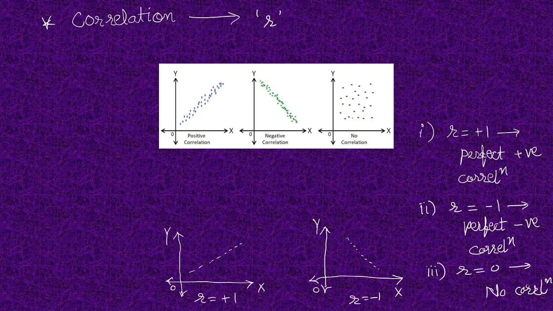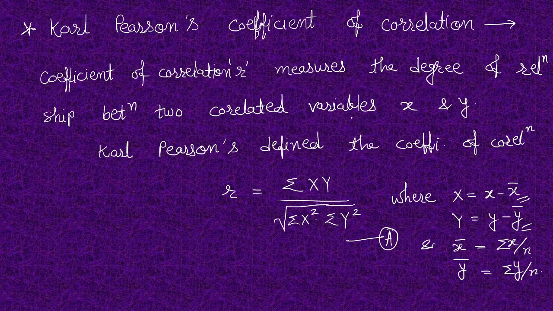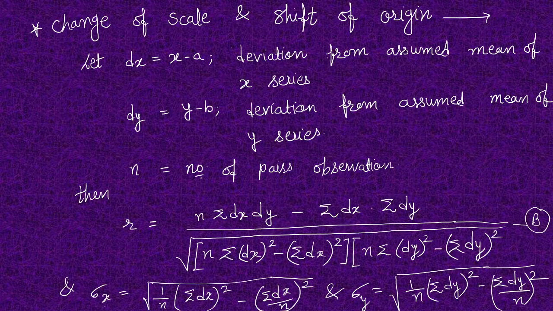Now for finding r, we apply Karl Pearson formula, which is denoted by A. For this, r equal to summation XY upon under root of summation X square into summation Y square, where capital X, capital Y, x bar and y bar are these values. If the values of x bar and y bar are not in decimal, then we apply this Karl Pearson formula for finding coefficient of correlation.